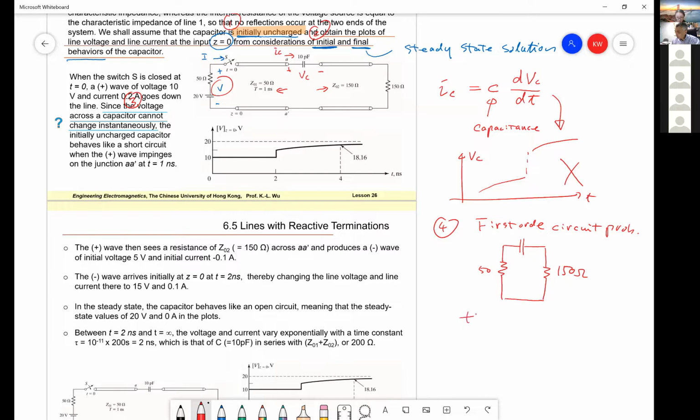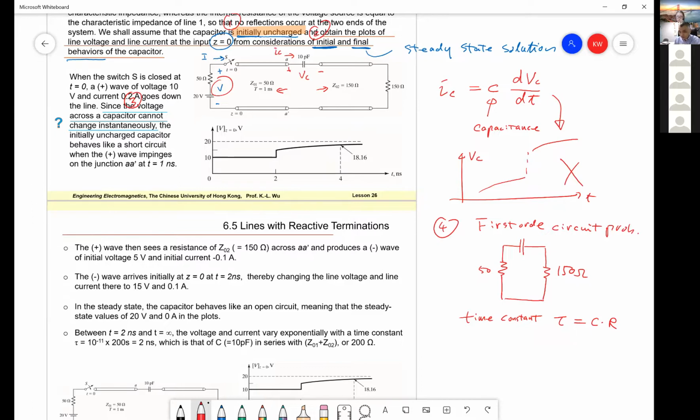The time constant tau should be equal to C times R. I won't review why this is C times R. You go back and check your basic circuit theory, which has a very detailed analysis. So this is the time constant.